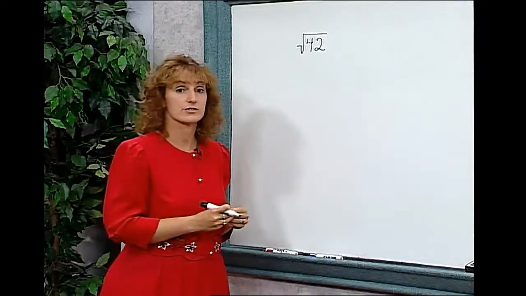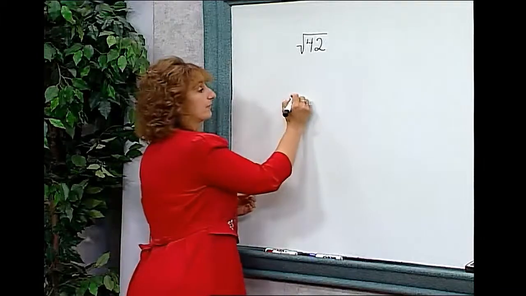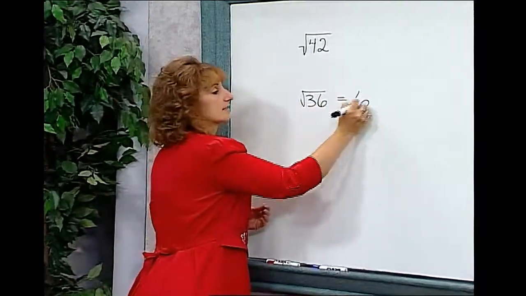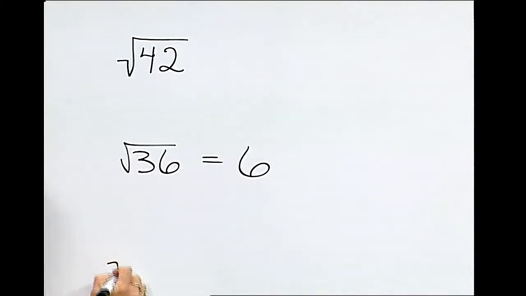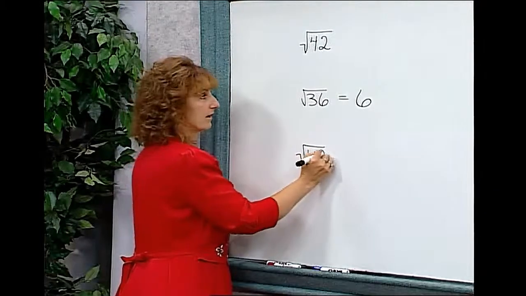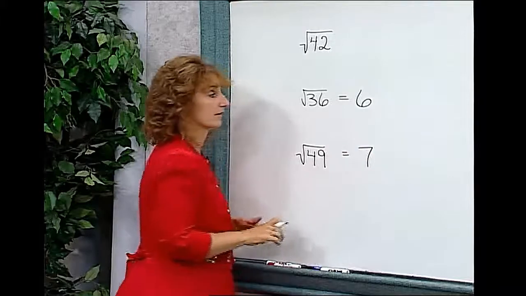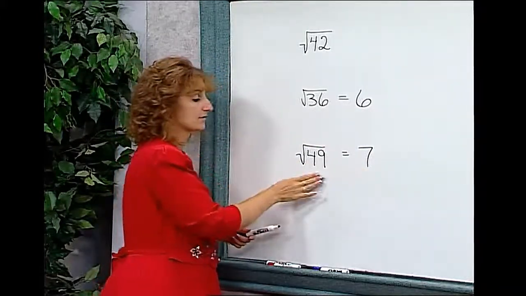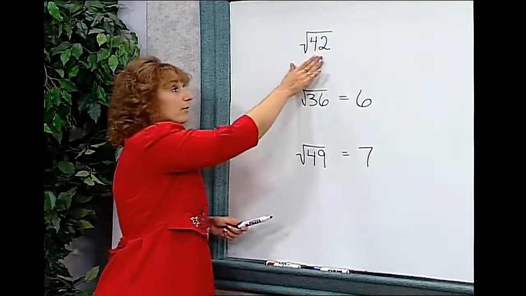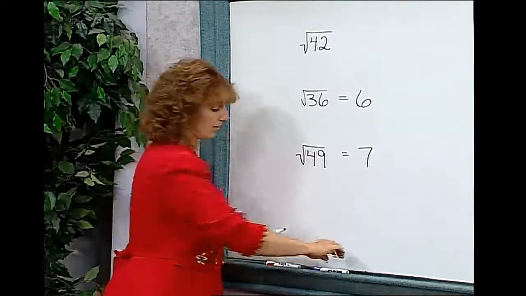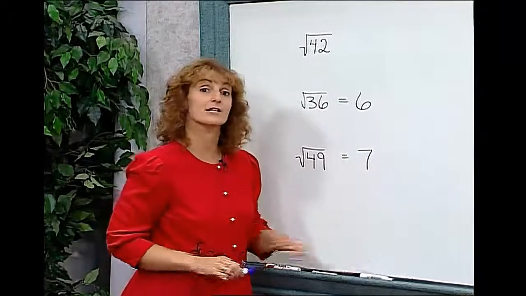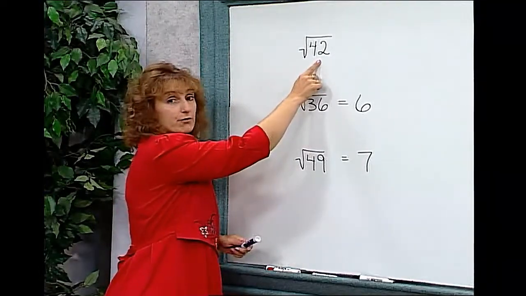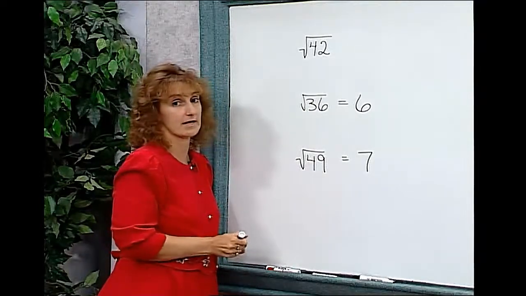We know our square roots that we had up before, that the square root of 36 is 6. We know that the square root of 49 is 7. 6 times 6 is 36. 7 times 7 is 49. When we look at the square root of 42, most people immediately want to say 21. But 21 times 21 is not 42. So don't make that mistake.